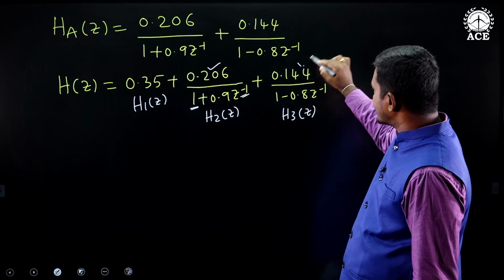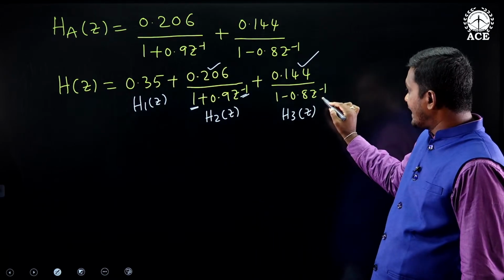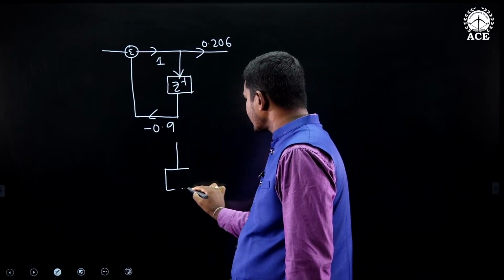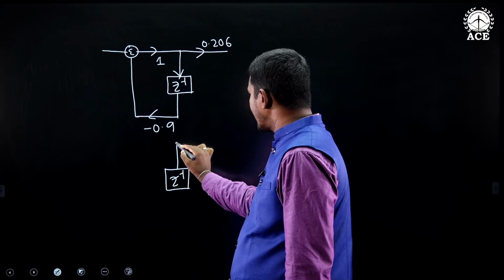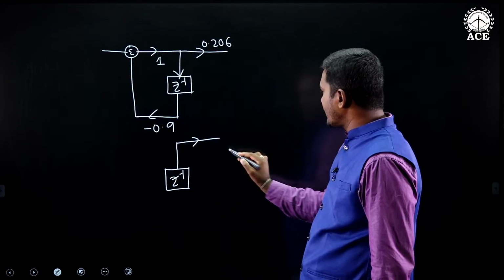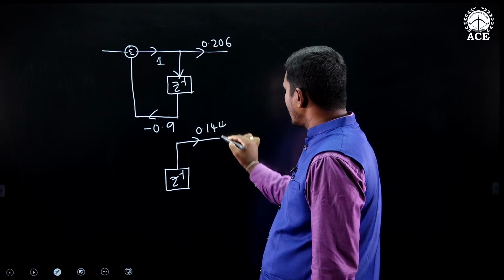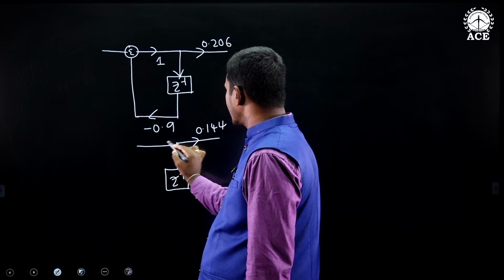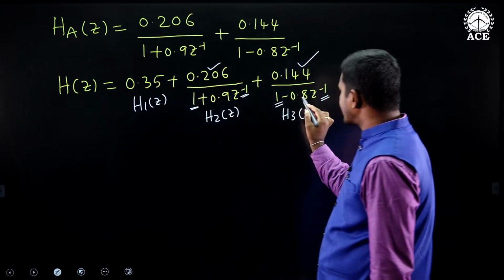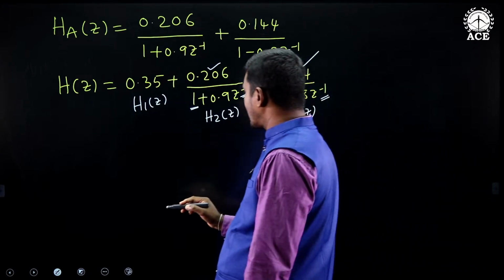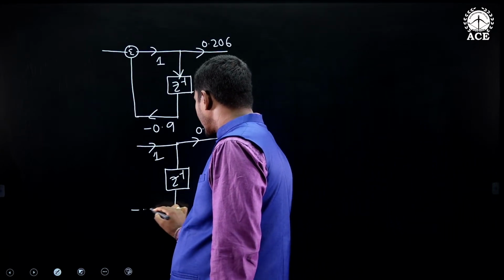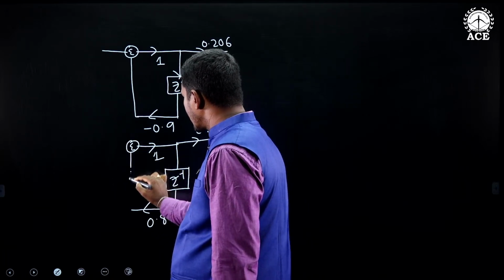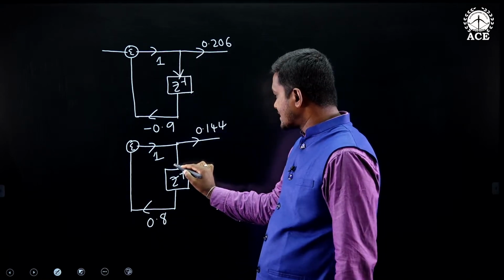Next, we need to implement this second section. How many delay elements are required here? Also only one delay element, so Z inverse. The numerator corresponds to the output side. What is the numerator? 0.144. The denominator corresponds to the input side. What is the value? 1. Take the reverse sign of the second one. Minus 0.8 is there, so I take plus 0.8. Take the summer. The second section is also completed.